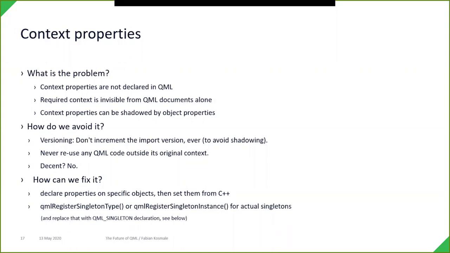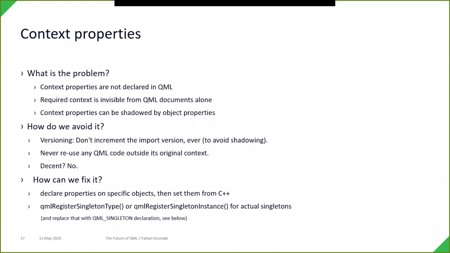So how do we avoid this problem currently? Well, again, versioning. If you pin a specific version of your imports, then you don't get newer properties and you can avoid this issue. And you have to basically ensure that your QML code is either only used in the original context or that you always keep track of the context properties that you need to set. That again is not really a decent solution.